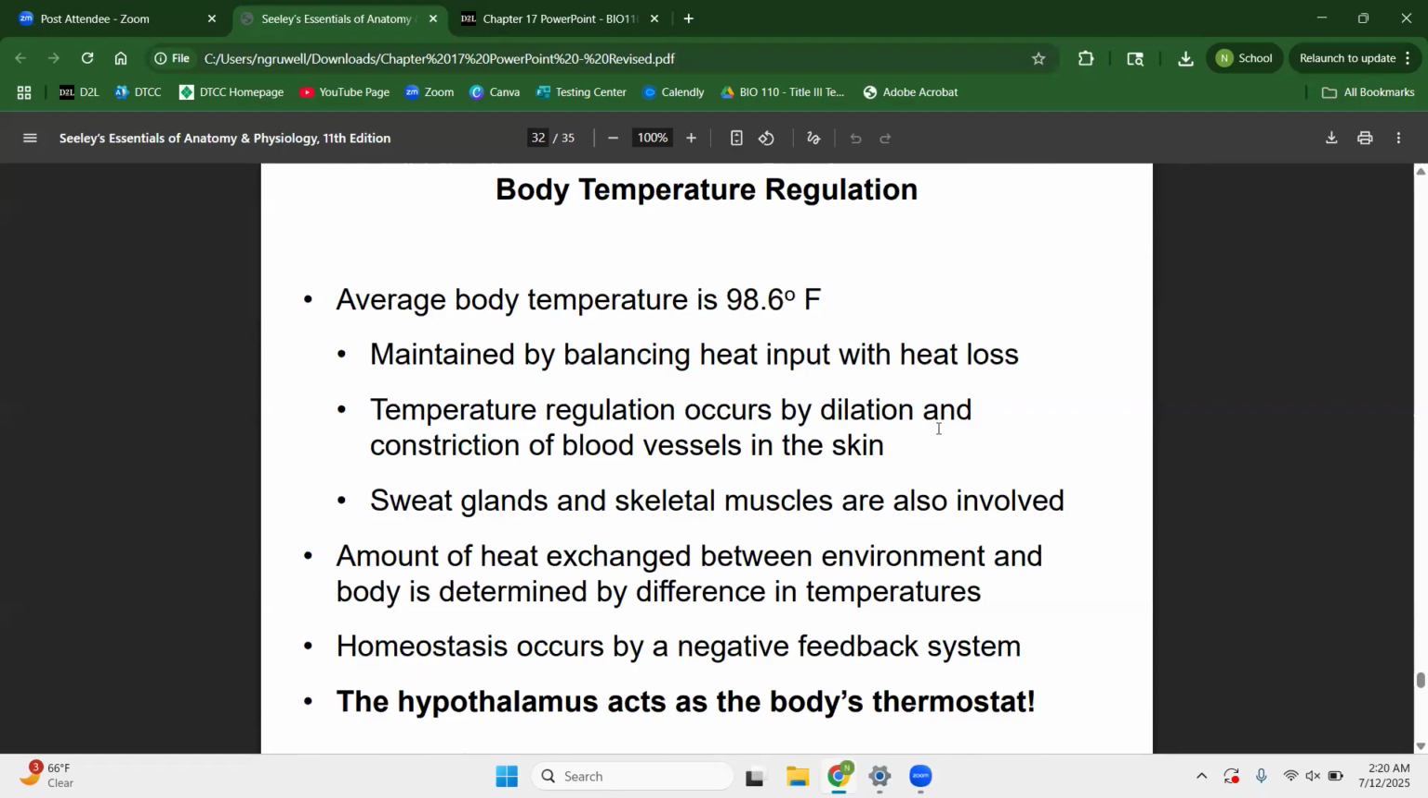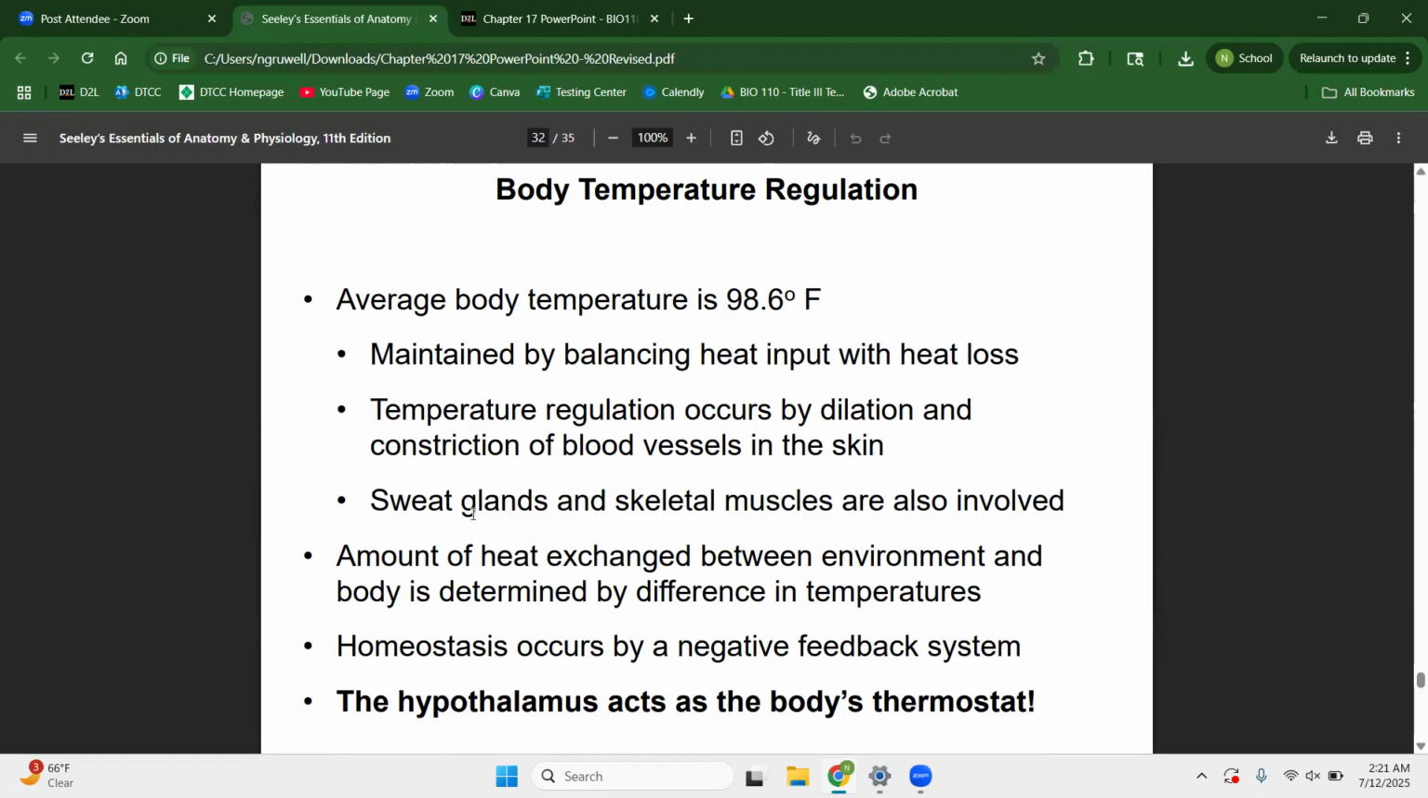And so temperature regulation is primarily done by dilation and constriction of our blood vessels in the skin, which is primarily going to be the arteries since they have the tunica media, that thicker muscle layer that allows them to change diameter. We also have sweat glands, and then our skeletal muscles can help with this too. So sweat evaporating off the skin is going to cool us down. And think about what happens when you're super cold, you start shivering. That's your skeletal muscles trying to warm you back up by generating heat.